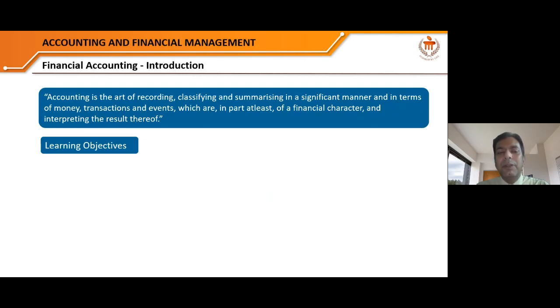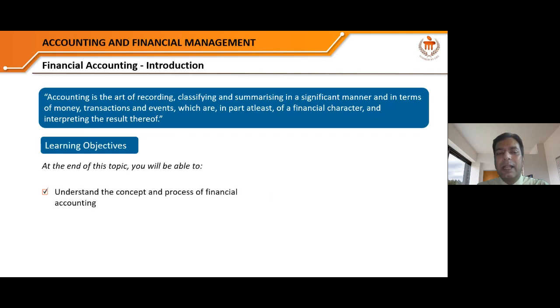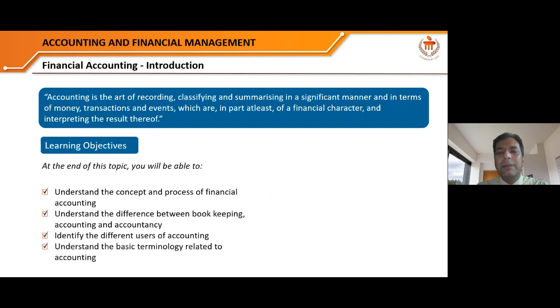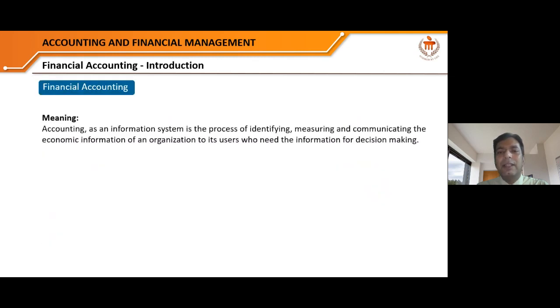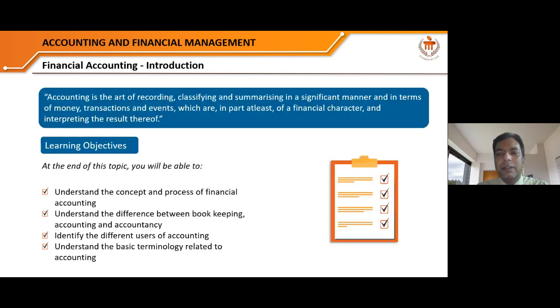What we do in accounting is we record the transactions, we classify them, and we try to summarize them in a relevant manner, in a manner which is significant to all of us, which makes it fruitful and helps people to take decisions and come up with their outcomes. We record the transactions and events which are of financial character, and then we interpret the results.